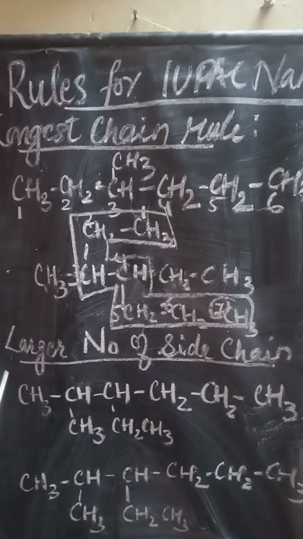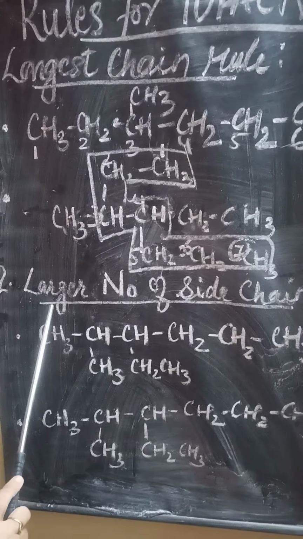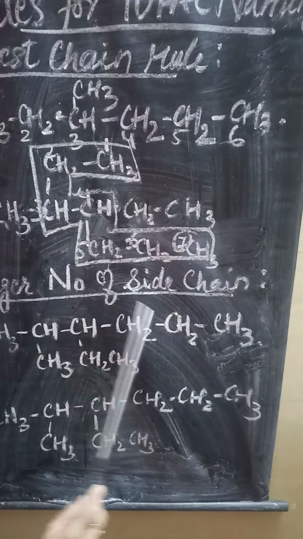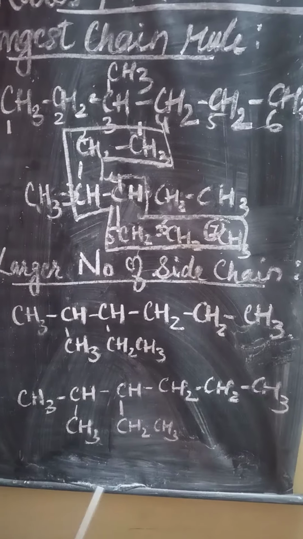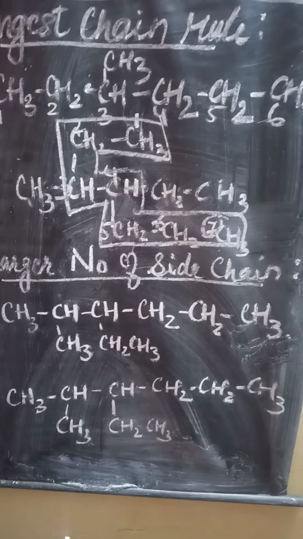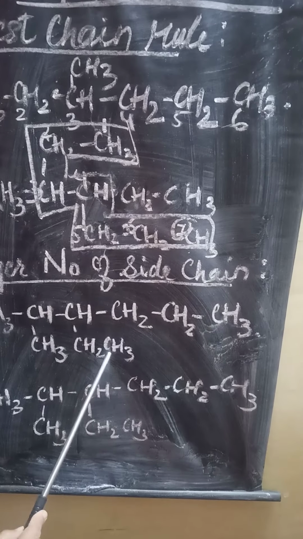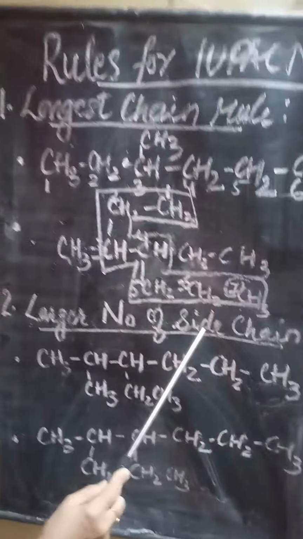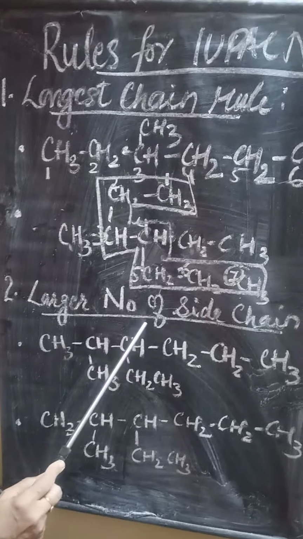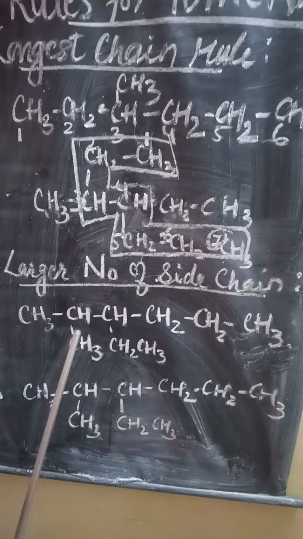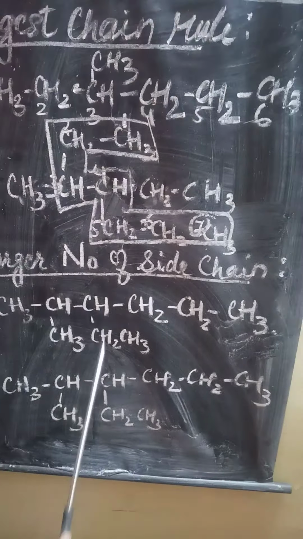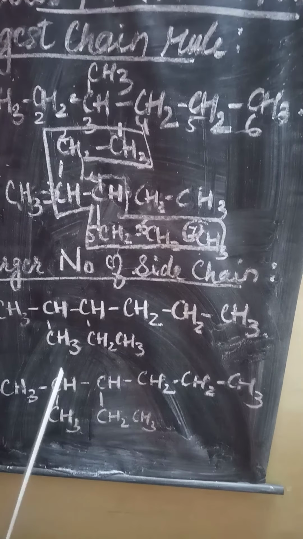Now come to the second point. Larger chain, larger number of side chains. That means we have to select the chain which has a large number of side chains. These are the side chains, or you can think of them as substituent groups attached. Instead of side chain, you can also call it substituents. We will select the chain which has more substituents. So these two are the examples given. We will see how it works.